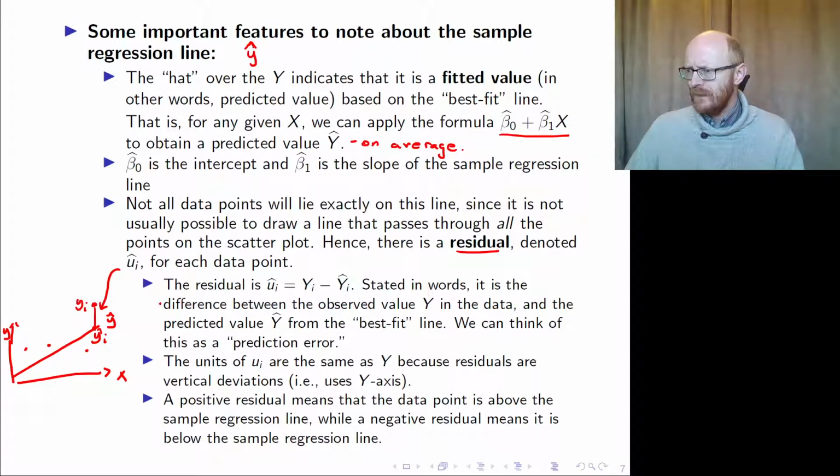Okay, so in our example here, we have a positive residual because we have yi minus y hat i, which is positive because yi, our data point, is above the fitted line. For this data point, the residual would be negative because the data point is below the fitted line.